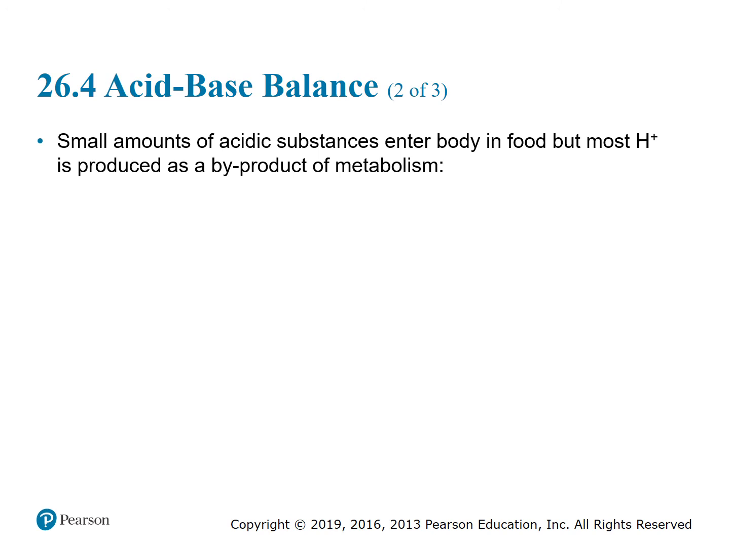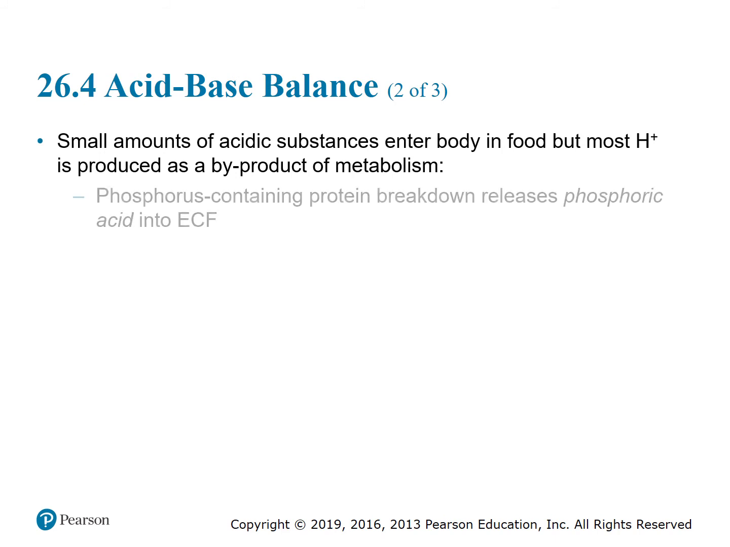Now, small amounts of acidic substances can enter the body in food, but most hydrogen is produced as a byproduct of metabolism. If you'll recall way back from last September or October, when we were talking about cellular respiration, when glucose gets oxidized, it's going to give up both electrons and hydrogens. So you've got a major source of hydrogen ions just as a normal byproduct of metabolism.